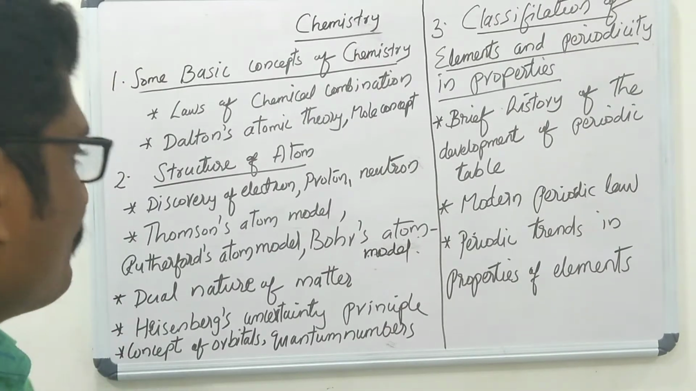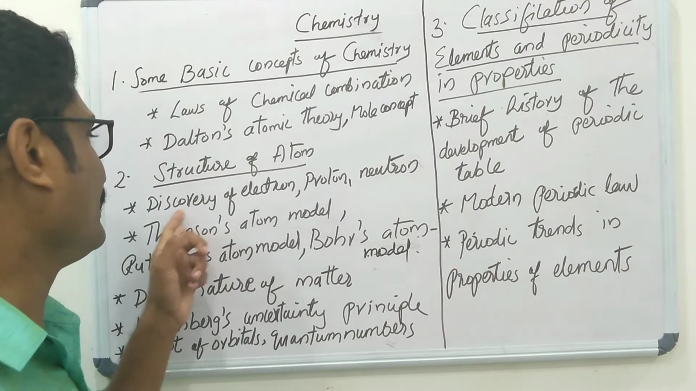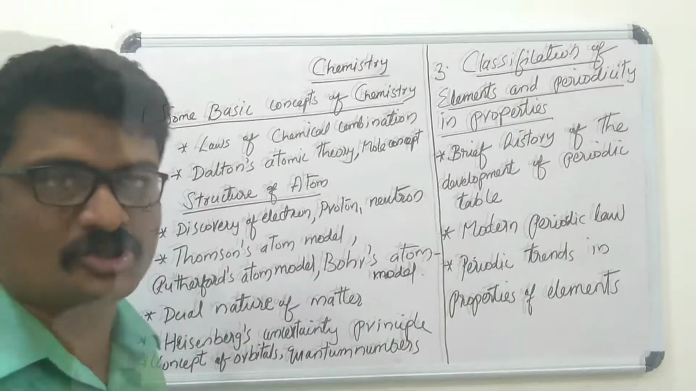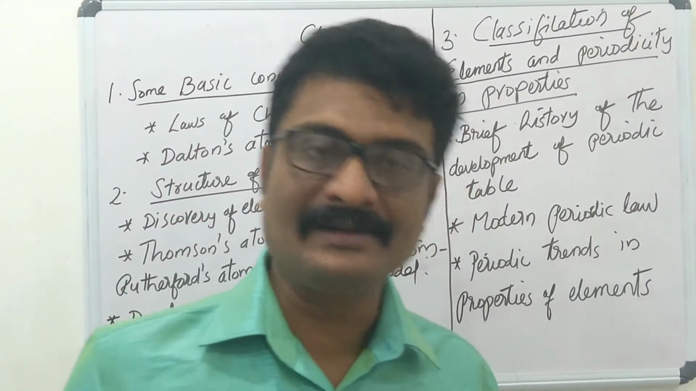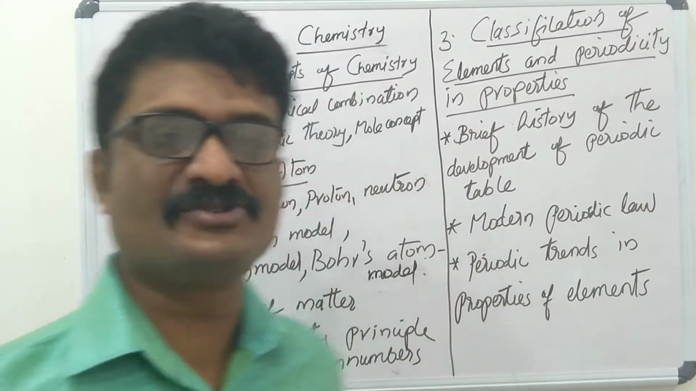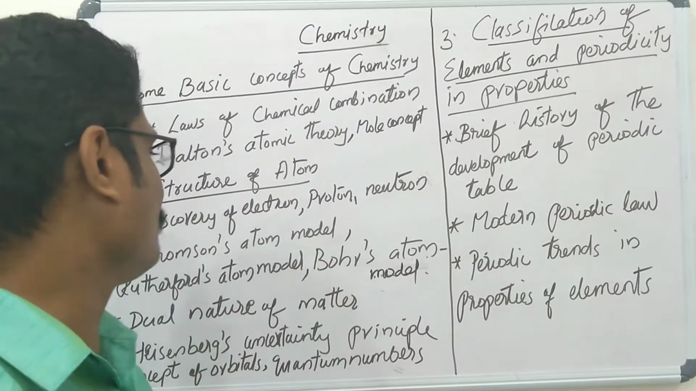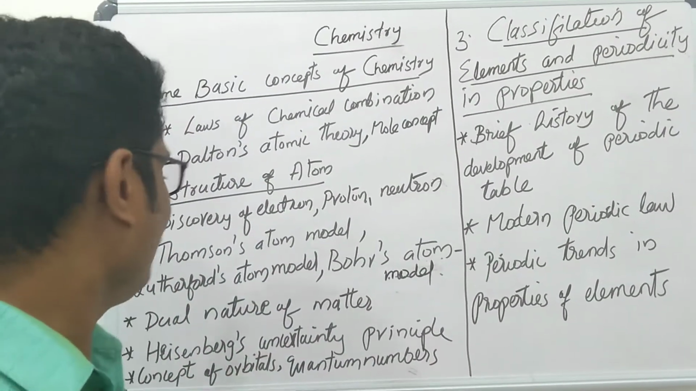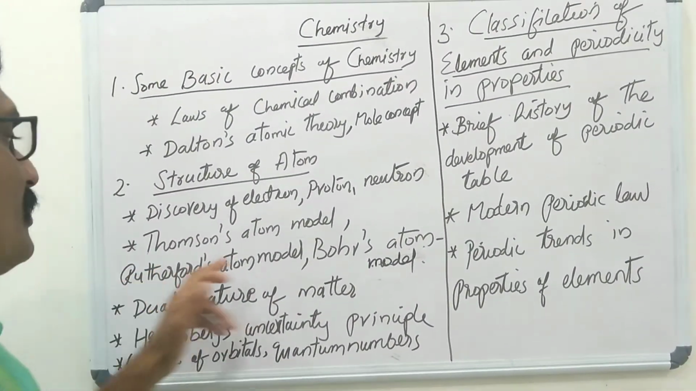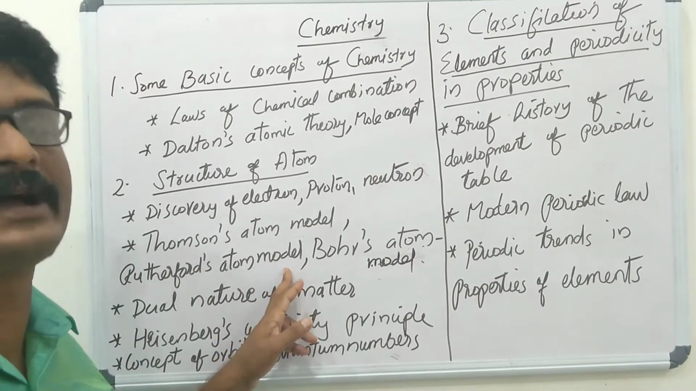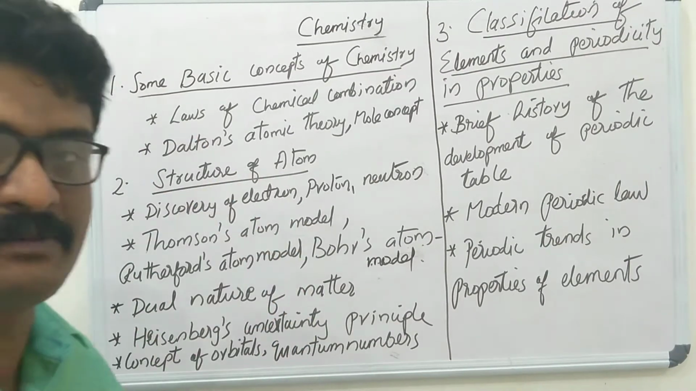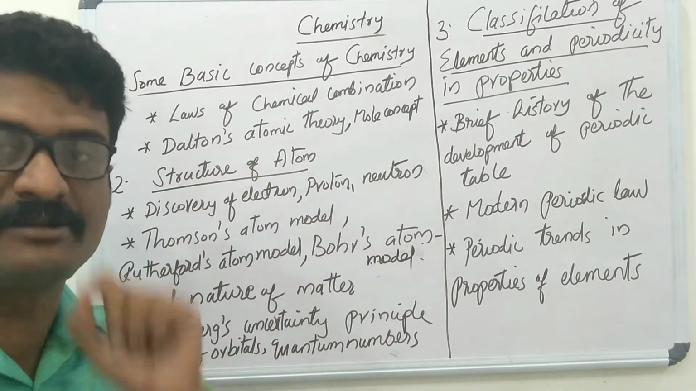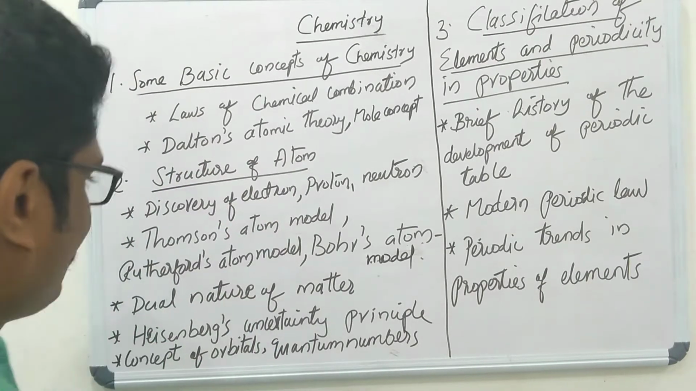The next chapter is structure of atom. Very important chapter. In this chapter, you will study about the history of atom, the discovery of electron, the proton, then different atom models. The first atom model is proposed by J.J. Thomson, and that atom model is known as Thomson's atom model or plum pudding model or watermelon model. The next atom model is Rutherford's atom model. Rutherford proposed an atom model on the basis of an experiment, the alpha ray scattering experiment. The name of that atom model is Rutherford's atom model or nuclear model of atom.